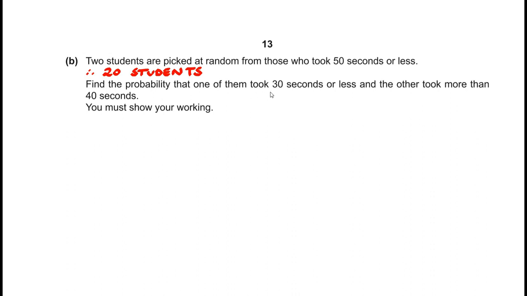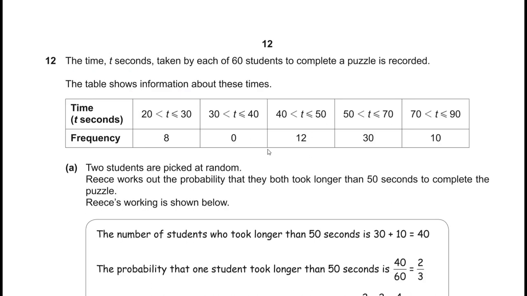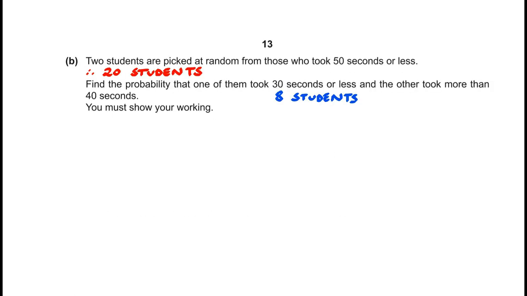Now, those who took 30 seconds or less, that's 8 students, and those who took more than 40 seconds, we've got 12 students who took more than 40 seconds, but remember, we're looking at overall 50 seconds or less, so that's 12. So here we have 12 students.